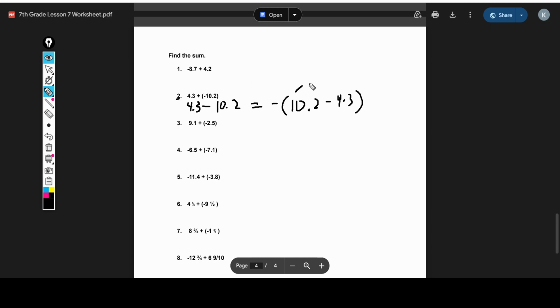And then we can solve this inside first and then add a negative sign to it. So 10.2 and 4.3, we subtract those, you get 9 here, and then the 1 gets carried over and all that, and so you will have 5.9. And then don't forget the negative sign we included here, so the final answer becomes negative 5.9.